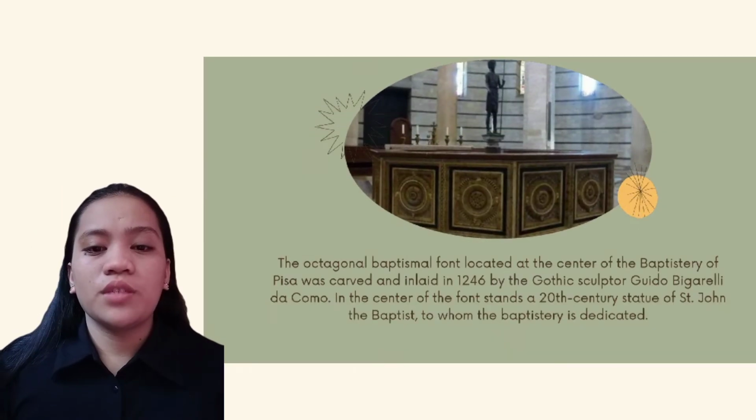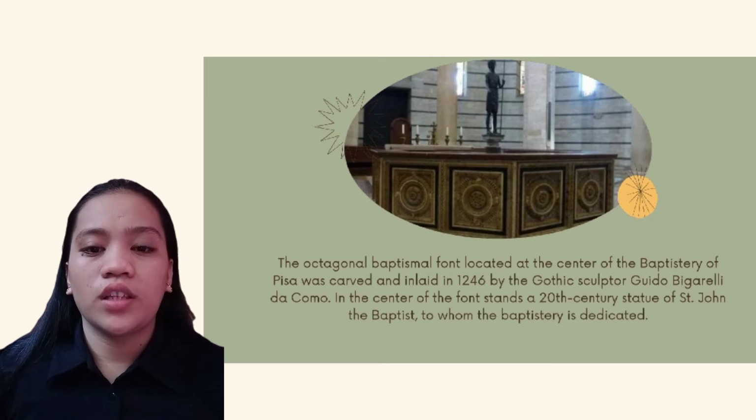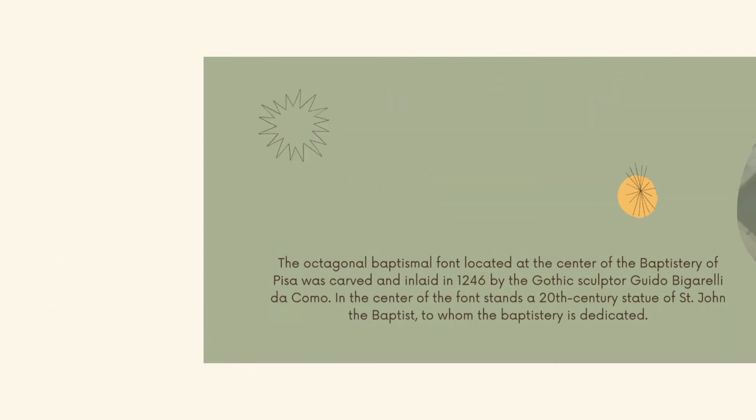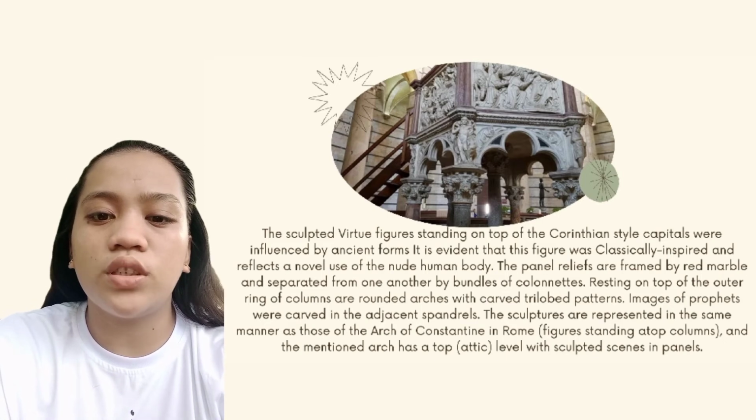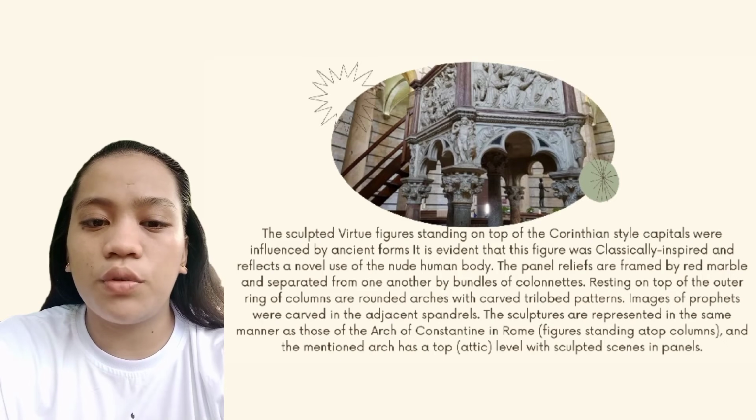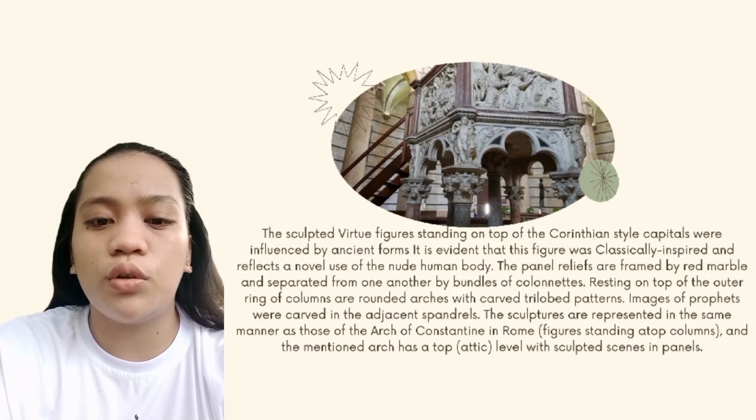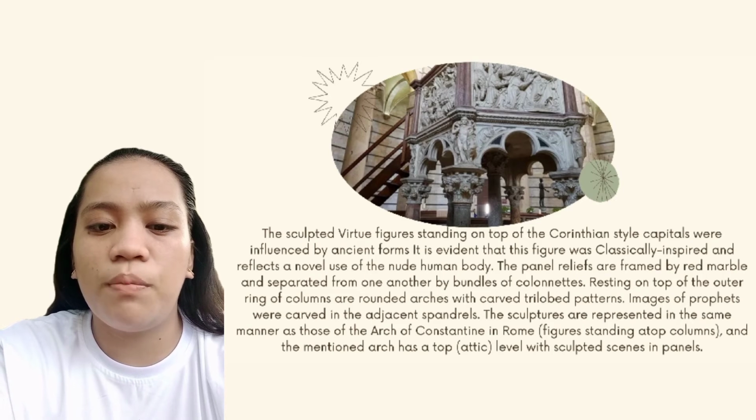The octagonal baptismal font located at the center of the Baptistery of Pisa was carved and inlaid in 1246 by the Gothic sculptor Guido Bigarelli da Como. In the center of the font stands a 20th century statue of Saint John the Baptist, to whom the baptistery is dedicated. The sculpted virtue figures standing on top of the Corinthian-style capitals were influenced by ancient forms. It is evident that this figure was classically inspired and reflects a novel use of the nude human body. The panel reliefs are framed by red marble and separated from one another by bundles of colonnades.